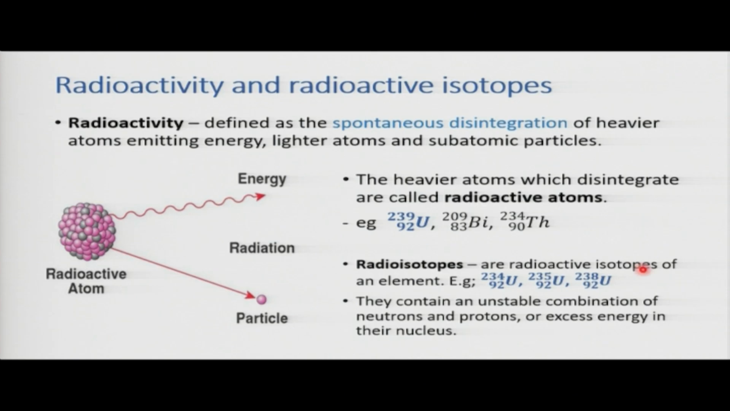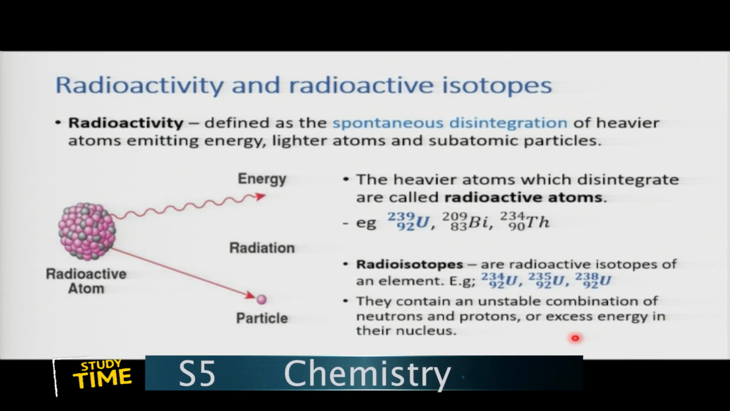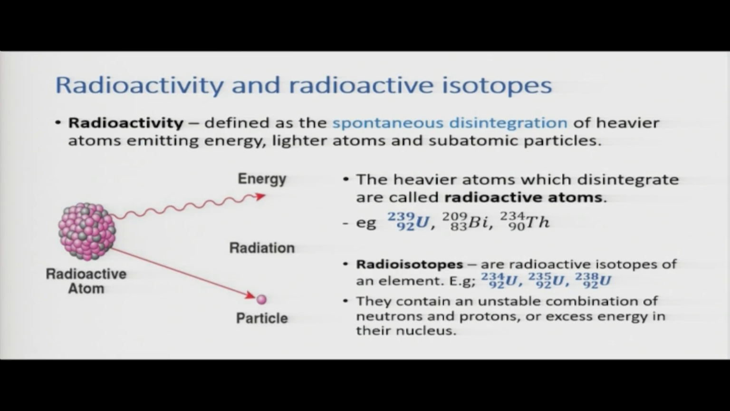Radioisotopes are the radioactive isotopes of an element. Like you see uranium, this is one of them. This is a radioactive isotope. We have three others. The unique feature here is they all have the same proton number, indicating they are of the same element, but they have different mass numbers due to different combinations of protons and neutrons. You understand the definition of isotopes. So that is the introductory part on radioactivity and radioactive isotopes.